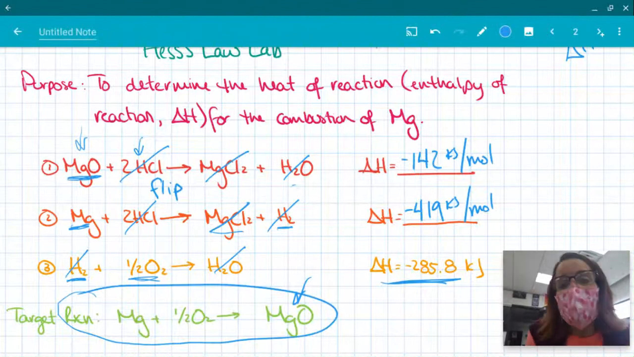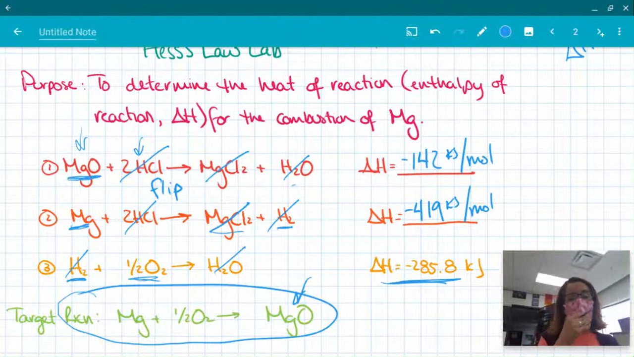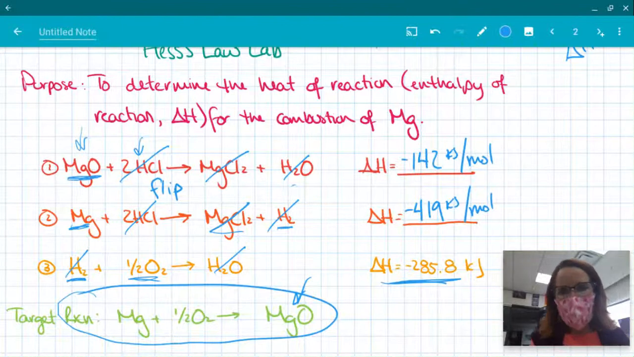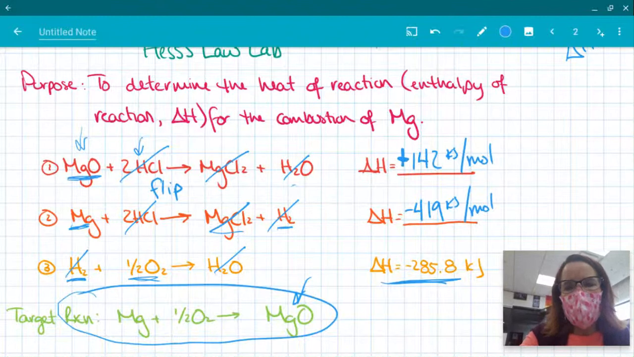So we are done. So now, because we flipped equation one, for the folks in the room, what do we need to do to our delta H because we flipped it? Make it a positive. So just turn your minus sign into a big plus sign.